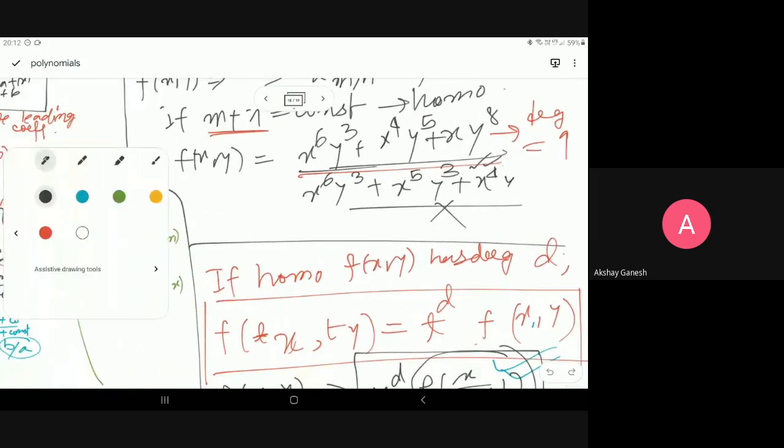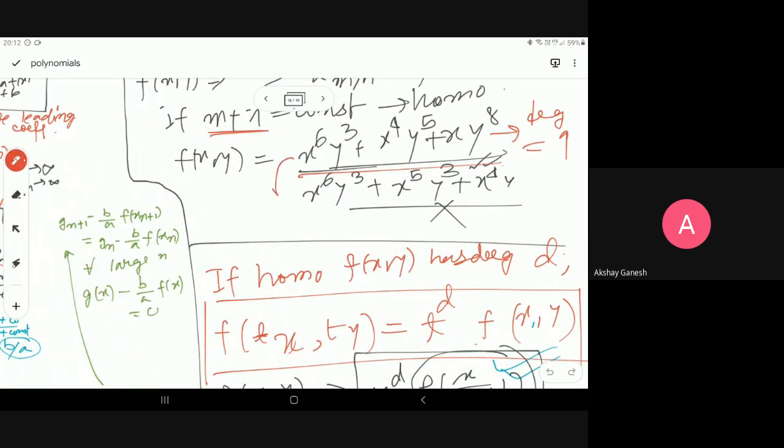Take the example of this polynomial. If you take y to the 9 out of this, what remains? y to the 9 into x by y whole to the 6 plus x by y whole to the 4. Okay, if they are free variables, I have no doubt. Yes, so this is the one variable polynomial in x by y I was talking about.